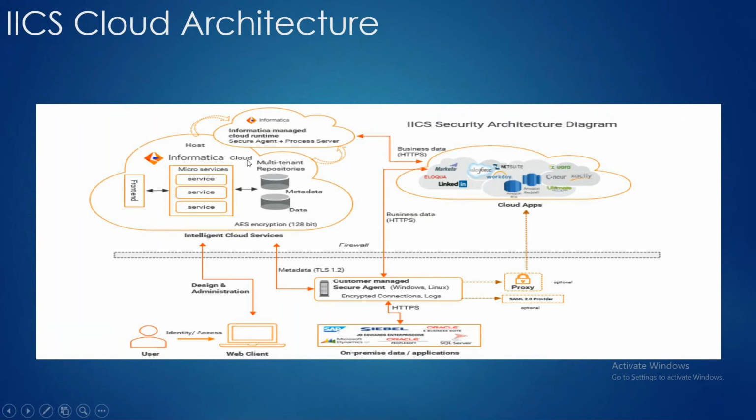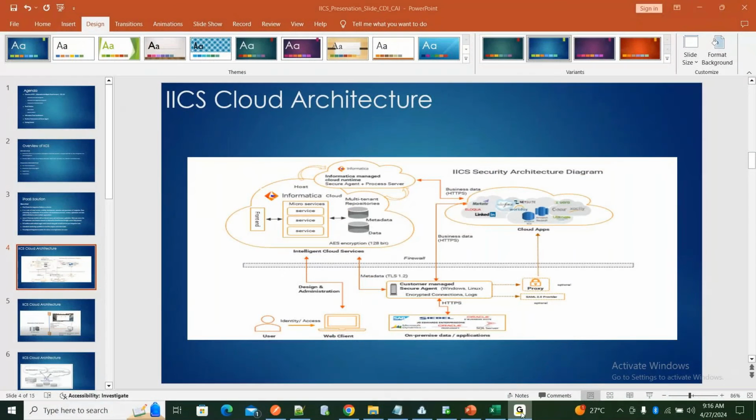So we need to understand two things here. One is the Informatica managed secure agent, and another one is a process server, right? You have Informatica managed secure agent, and we also have a customer managed secure agent. So this is owned by the vendor, by the product company. This is owned by the customer. Okay. So have you understood this difference here? Any questions from anyone?